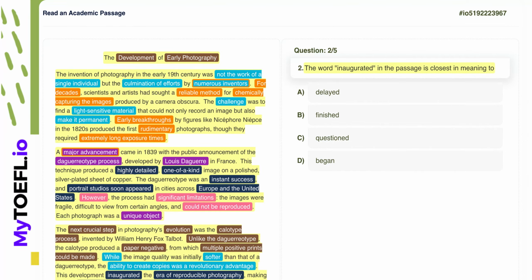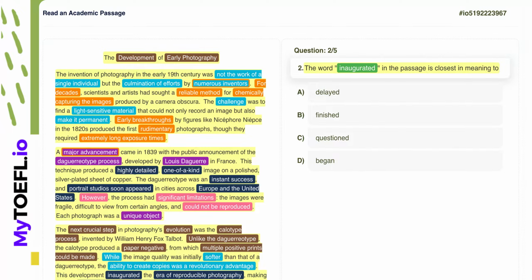For this type of question, we need to look at the word "inaugurated" and understand how it's used in the sentence. The sentence is, "This development inaugurated the era of reproducible photography." We need to figure out what the calotype process did to the era of reproducible photography. It was a new development that led to this era, so it must have started it or kicked it off. Let's look for a word that means to start.